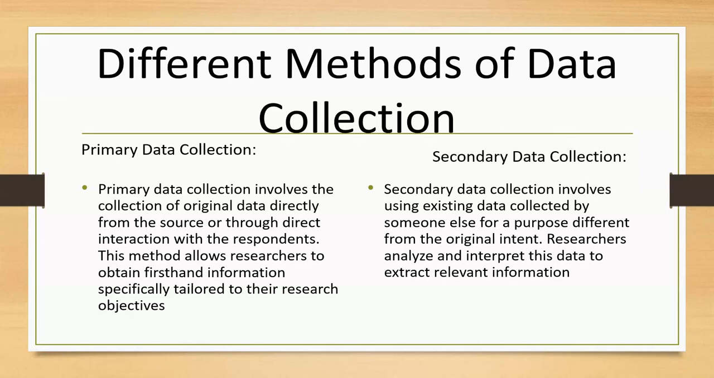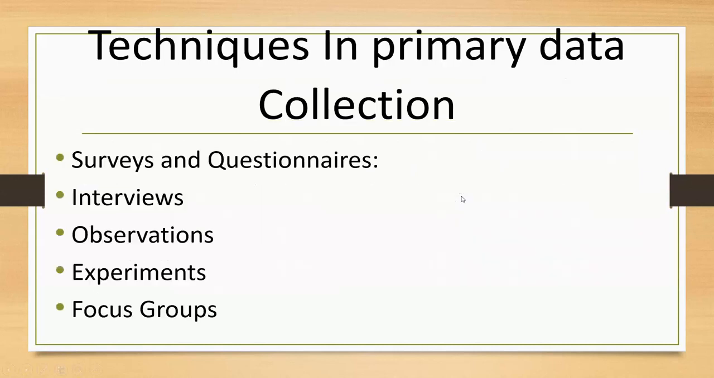But if the data you are trying to collect is coming from existing data, then that data is called secondary data. So that is the difference between primary data and secondary data. Primary data is coming originally from the people themselves, from the original source, not from an existing or pre-existing source. But if the data you're collecting is coming from a pre-existing source, then that is what we call secondary data.